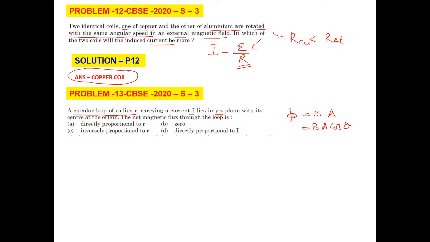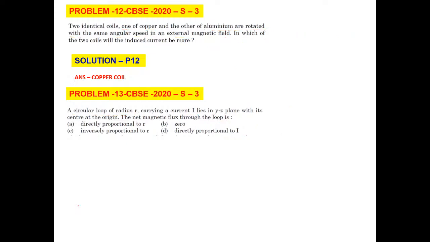So it is lying in the YZ plane. The YZ plane is like this. So Y and Z will be lying like this. So the net magnetic flux through the loop.